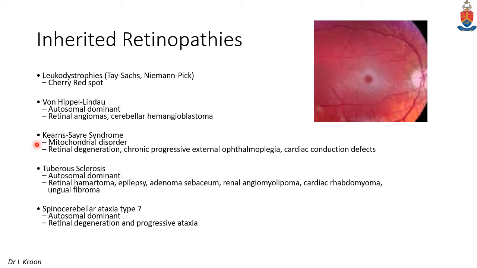In tuberous sclerosis, which is an autosomal dominant disorder, one can have retinal hamartomas, epilepsy, adenomas, as well as renal angiomyolipomas, cardiac rhabdomyomas, as well as ungual fibromas. And then lastly, we've got the spinocerebellar ataxias, or SCAs. And SCA type 7 is an autosomal dominant condition and can present with retinal degeneration as well as a progressive ataxia.